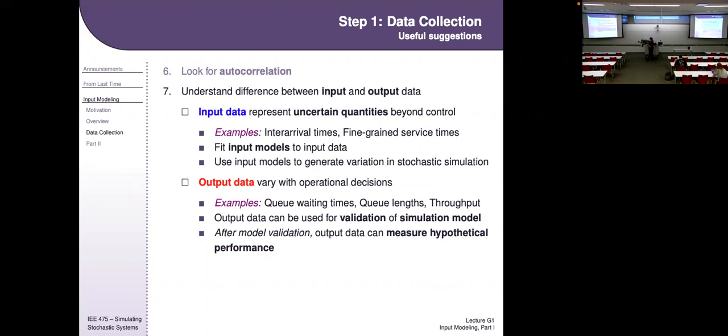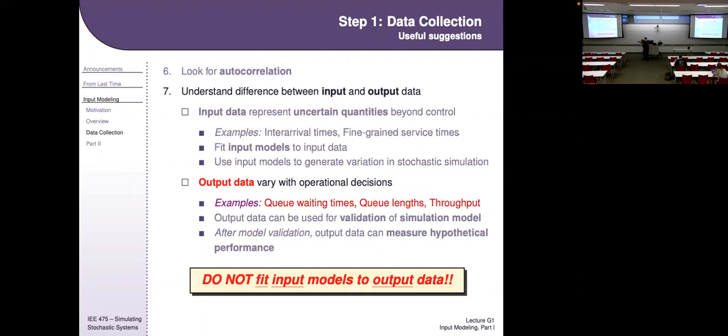But something that happens every semester is that when people write their input modeling report, they take data on real world waiting times, queuing lengths, throughput, and they try to fit models. Do not try to fit a model to waiting times, to queue lengths, to whatever. You won't use the model for anything. It's of no value to say there's an exponentially distributed waiting time.